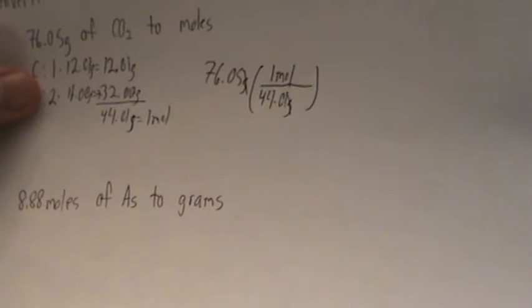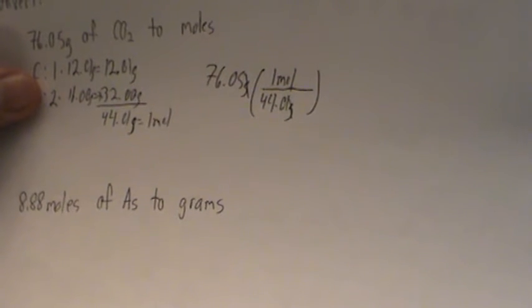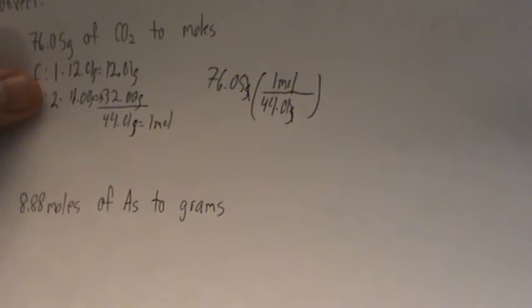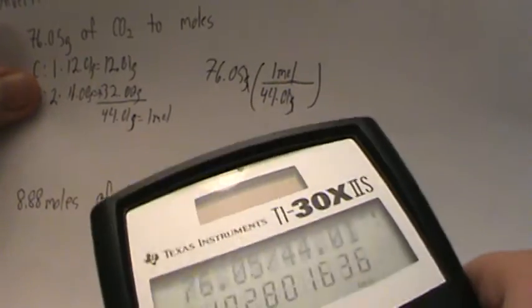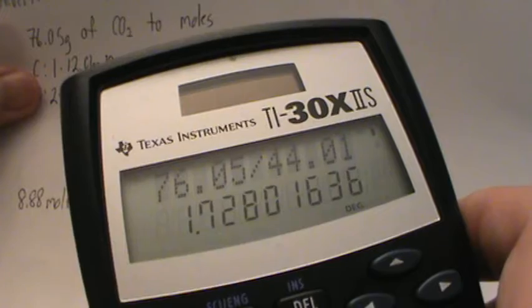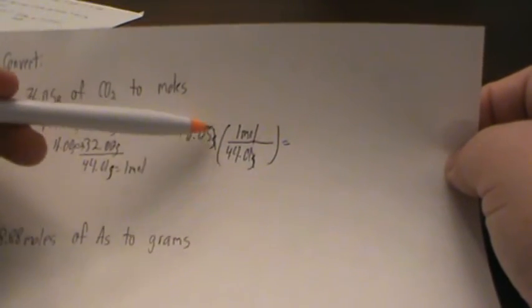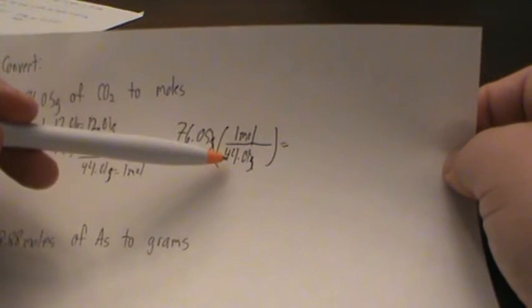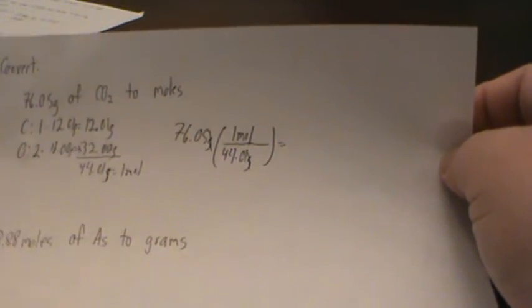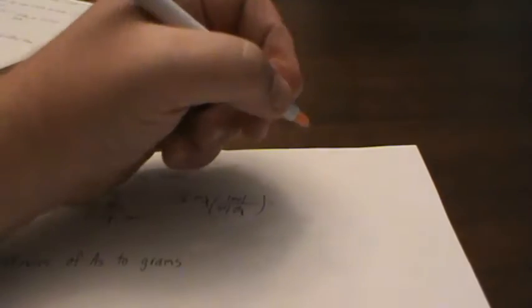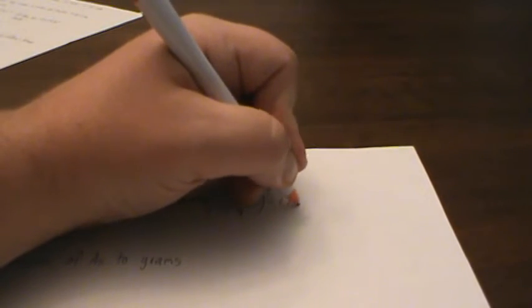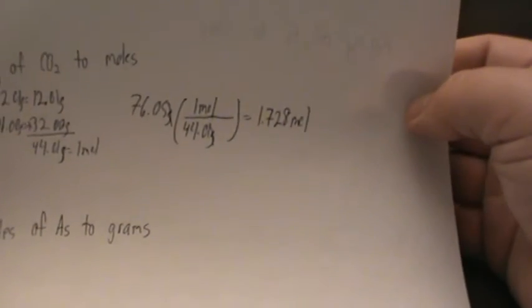So now putting this in the calculator, put 76.05 divided by 44.01. And that is what our number comes out to be. Now, if we were dealing with significant figures, we have 4 significant figures in the number that was given to us, and we have 4 significant figures in our mass. So we should put down 4 significant figures for our answer. So I'm going to put it as 1.728 moles as my answer.